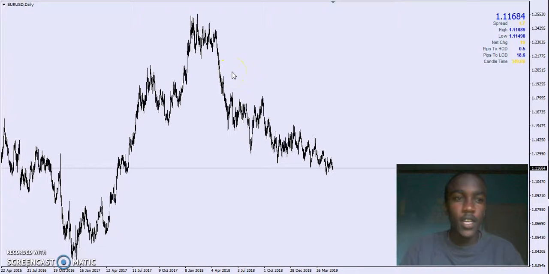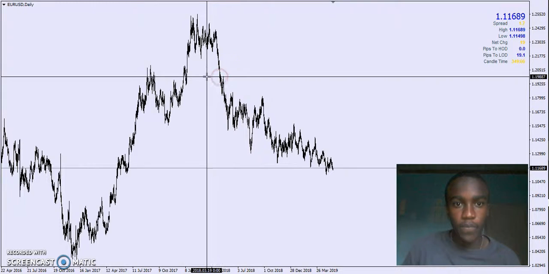Good day to everyone. Today I'll be looking at EURUSD on the daily time frame. So as we can see here, price has been in a downtrend for quite some time now.